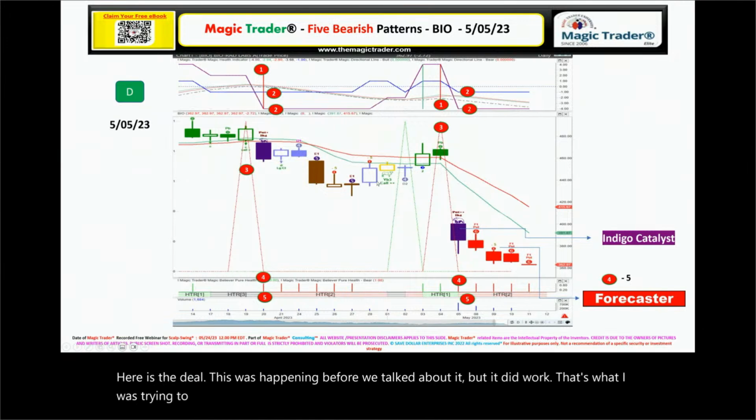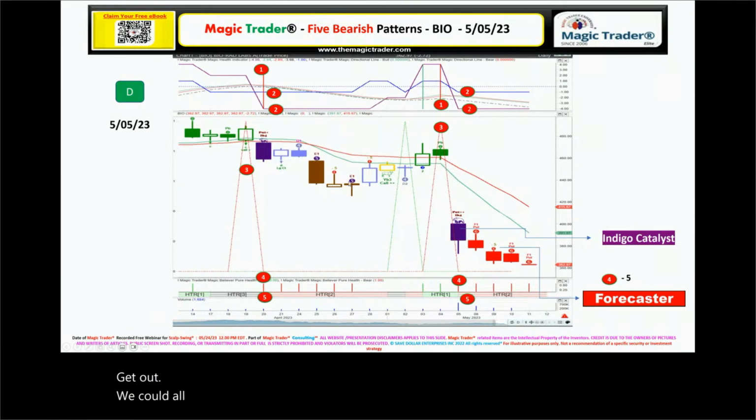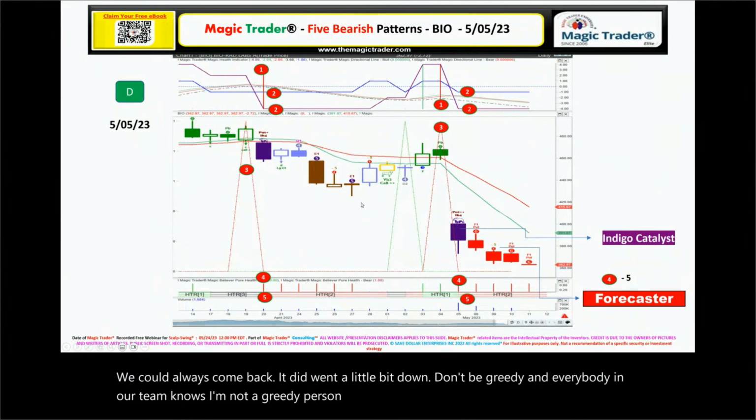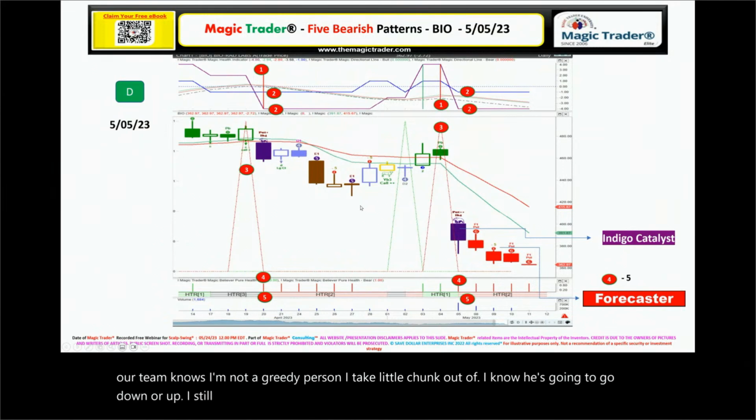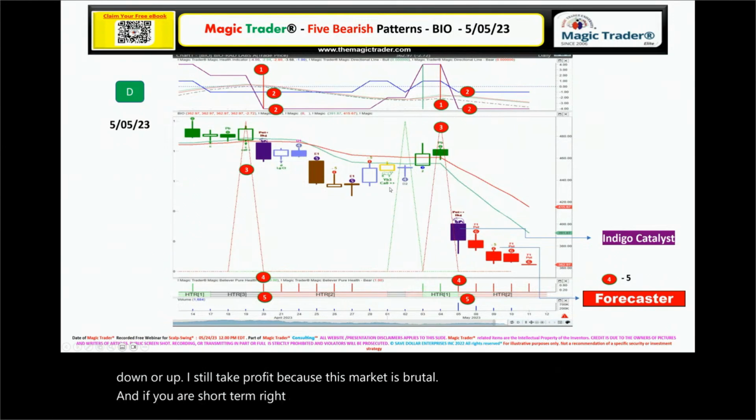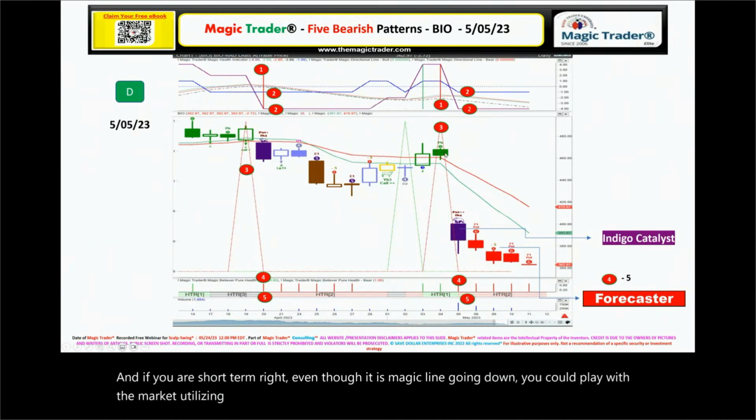And when to get out? At minus 5, if you are short, get out. You could always come back. It did go a little bit down. So don't be greedy. Everybody in our team knows I'm not a greedy person. I take a little chunk out. I know it's going to go down or up, I still take profit because this market is brutal. And if you are short term, even though the magic line is going down, you could play with the market utilizing these symbols, and you could make a few dollars while you're waiting for the short position.